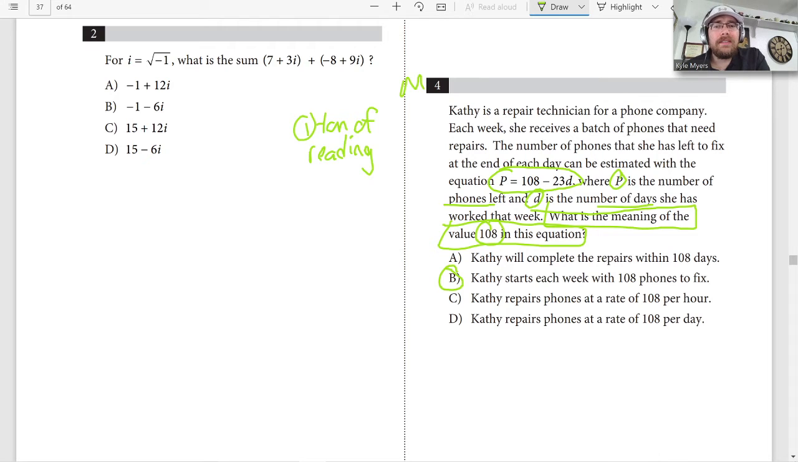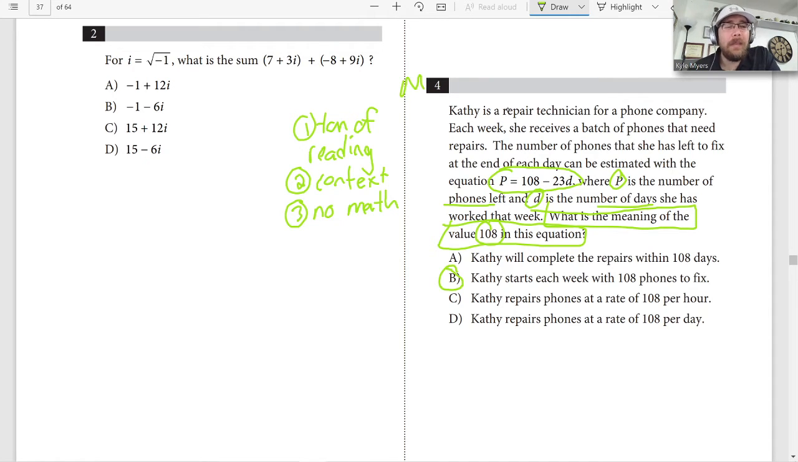So, one, there's a ton of reading. Two, I have to figure out context. But it's not a hard level problem because there's not a lot of math. There's basically no math. I mean, I plugged in 0, so that's kind of like doing math, technically, but I'm not trying to solve an equation or anything. I'm just asking, okay, what if the number of days is 0? What would that look like?